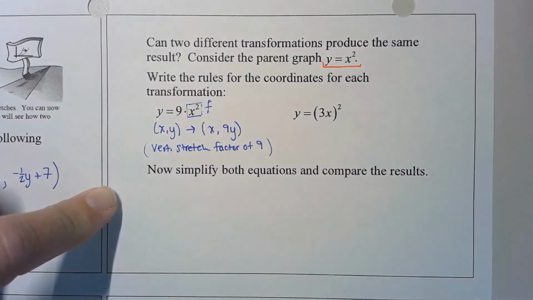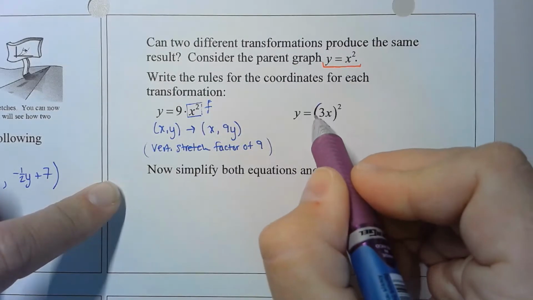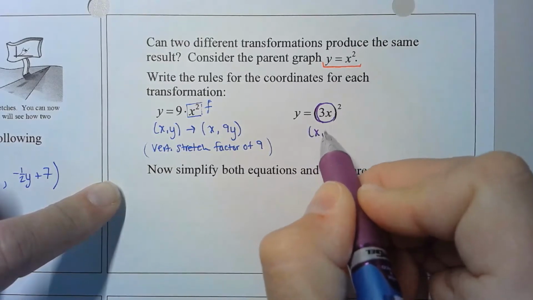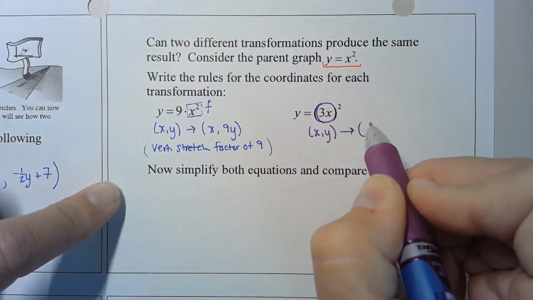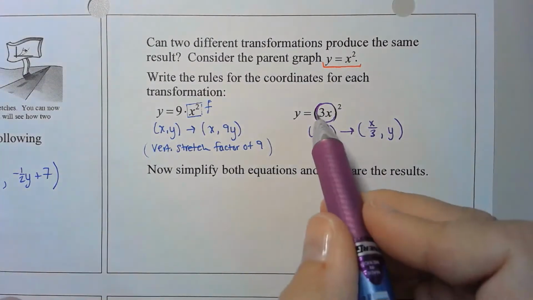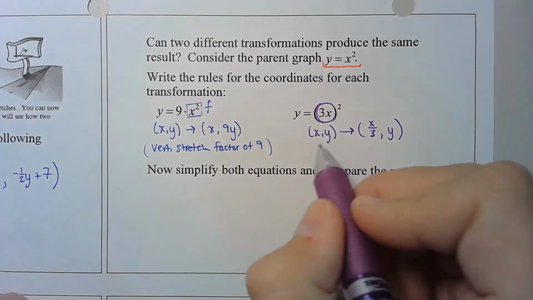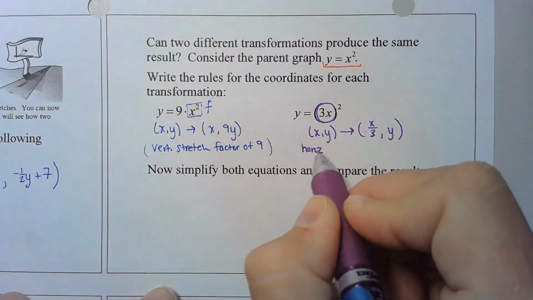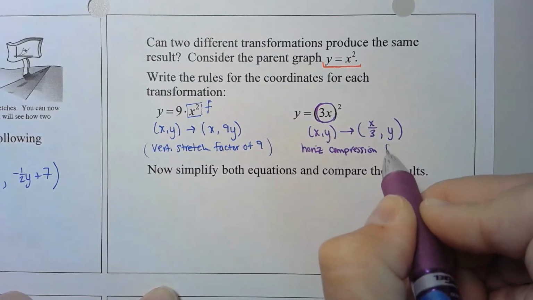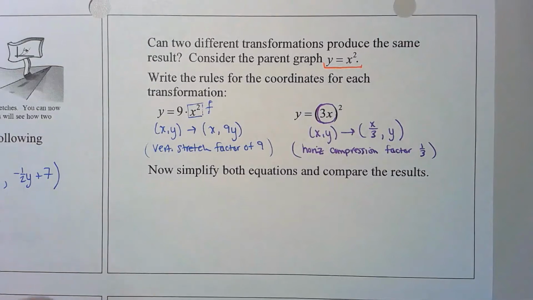Okay. On the next one, we still have something squared, but notice we're changing the inside. And this says 3 times x. Well, we're going to do the opposite of that, and we're going to do x divided by 3. But there's nothing outside the squared like there was with the 9, so it's the only change. This is a horizontal compression by a factor of 3, or I guess we could say factor of 1/3, right? We're cutting it down in thirds.